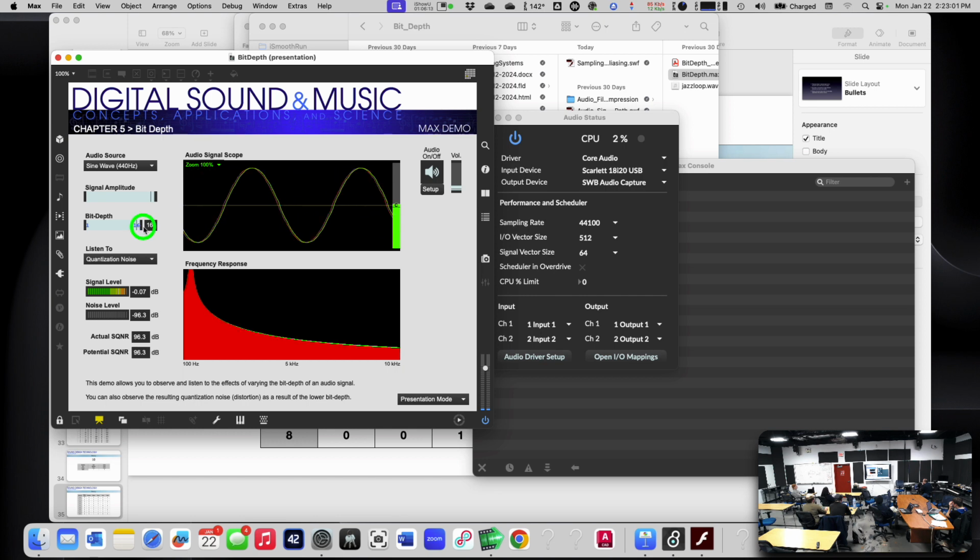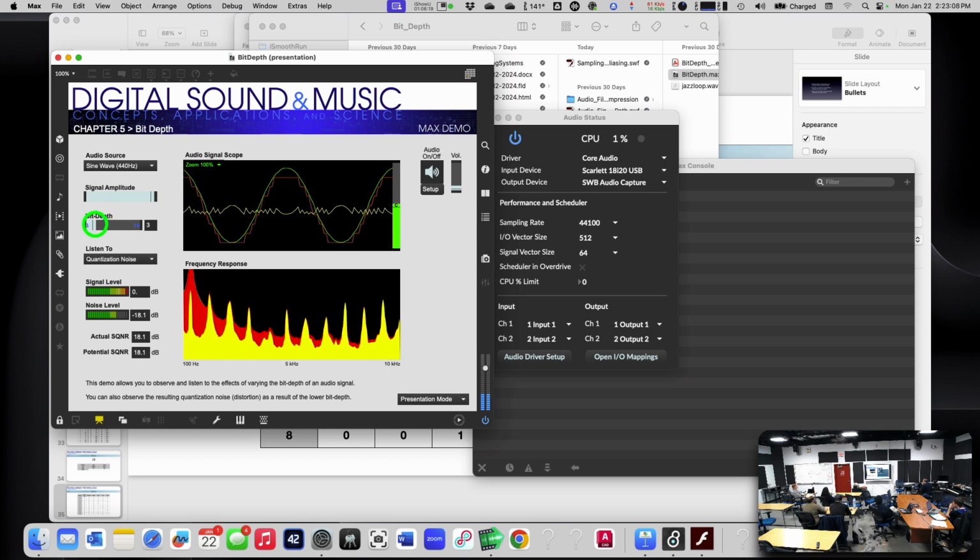But when I start stepping down in bits, you start to be able to see that I've got limits in my discrete values in each sample. Okay? And that has an impact on this signal-to-noise ratio.